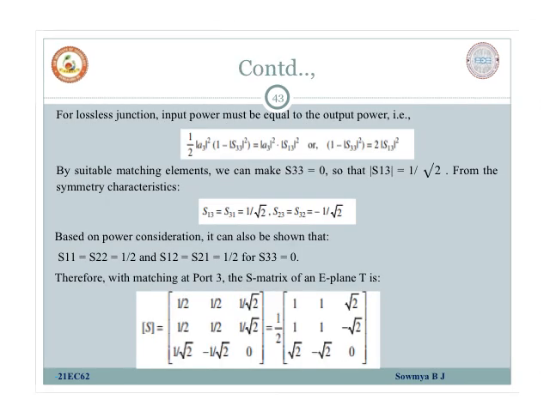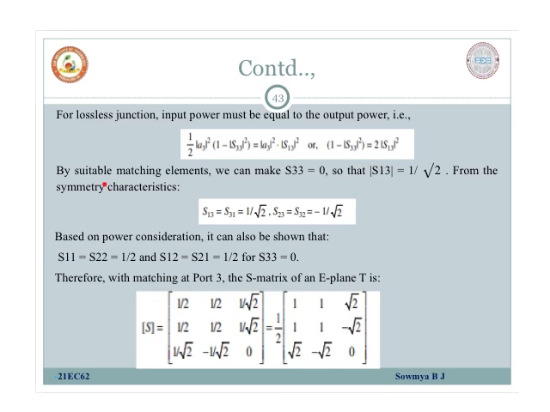Now, for a lossless junction, the input power must be equal to the output power, because whenever we say there is no loss in the junction, we can justify that the input power is equal to the output power. So we can equalize these two now. 1 by 2 mod of A3 square into 1 minus mod of S33 square is equal to mod of A3 square into mod of S13 square. In this equation, mod of A3 square will get cancelled. So the remaining will be 1 minus mod of S33 square is equal to 2 into mod of S13 square.